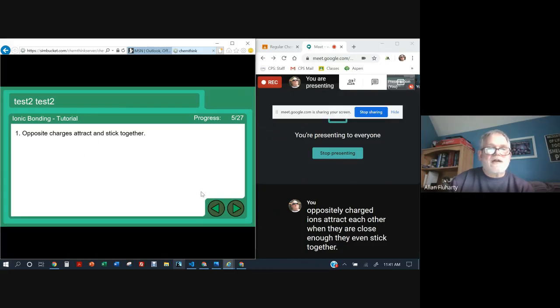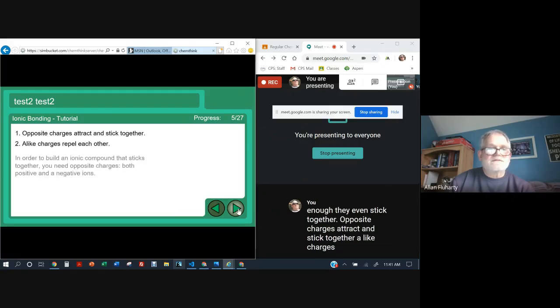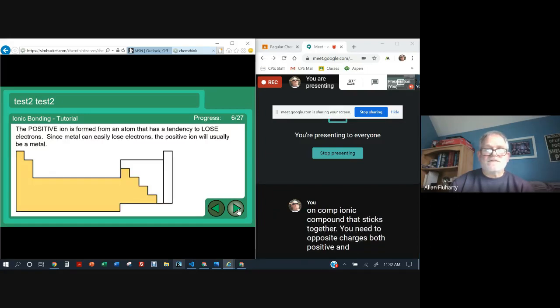Opposite charges attract and stick together. Alike charges repel each other. In order to build an ionic compound that sticks together, you need two opposite charges, both positive and negative charges. The positive ion is formed from an ion that has a tendency to lose electrons. Since metals can easily lose electrons, the positive ion will usually be a metal.